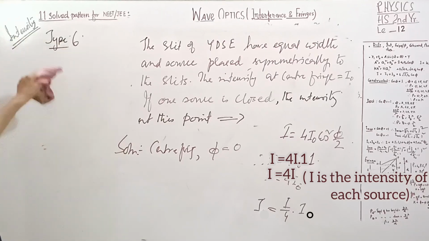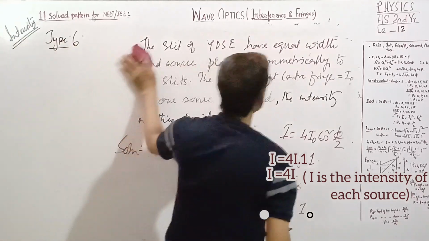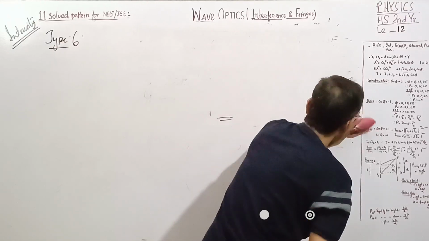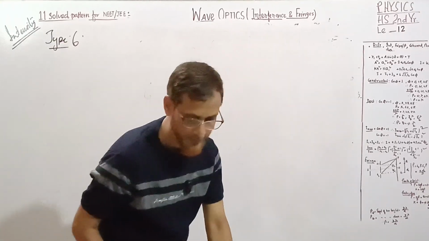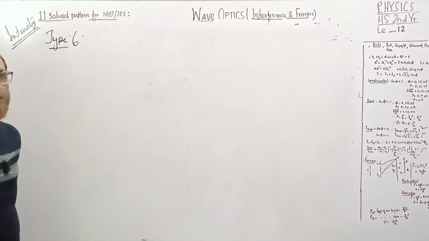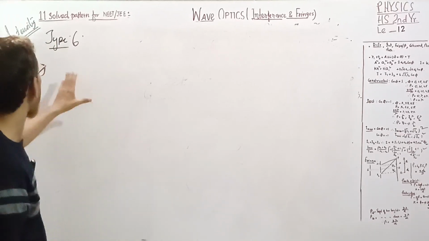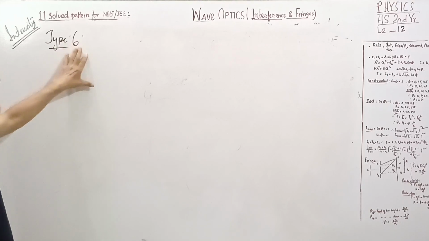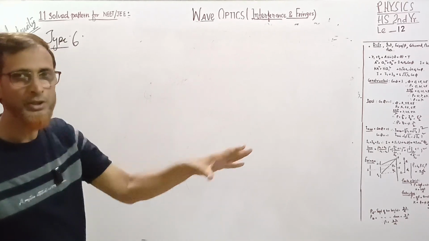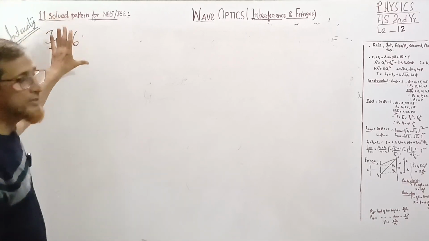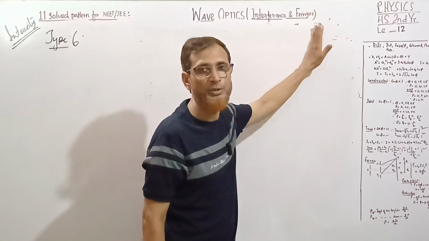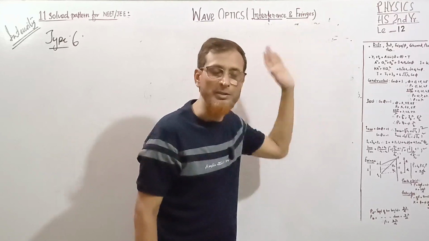So this is about type 6. Due to the length, the class has become maximum, so I couldn't solve the next 5 types of questions. Within a very short time I will solve the second 5 patterns comprising fringe width and path difference in my next class.